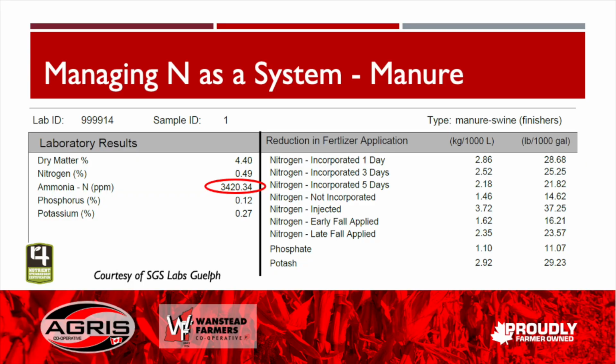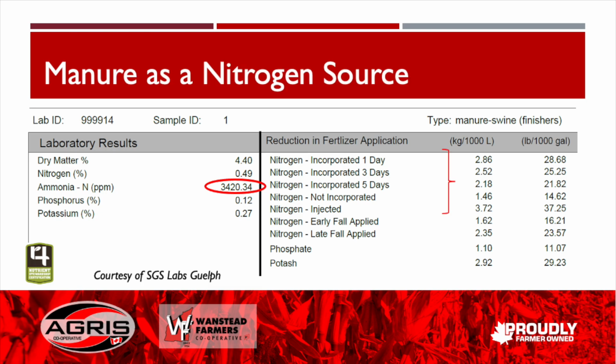So I'm going to show you a manure analysis from a lab, and on the left-hand side is the analytical data. This one is showing 3,420 parts per million, or 0.34% of ammonia N. This is the plant available nitrogen. It's also the form of N that can be lost to the environment. And on the right-hand side, the lab has converted into pounds of N per 1,000 gallons what's available.